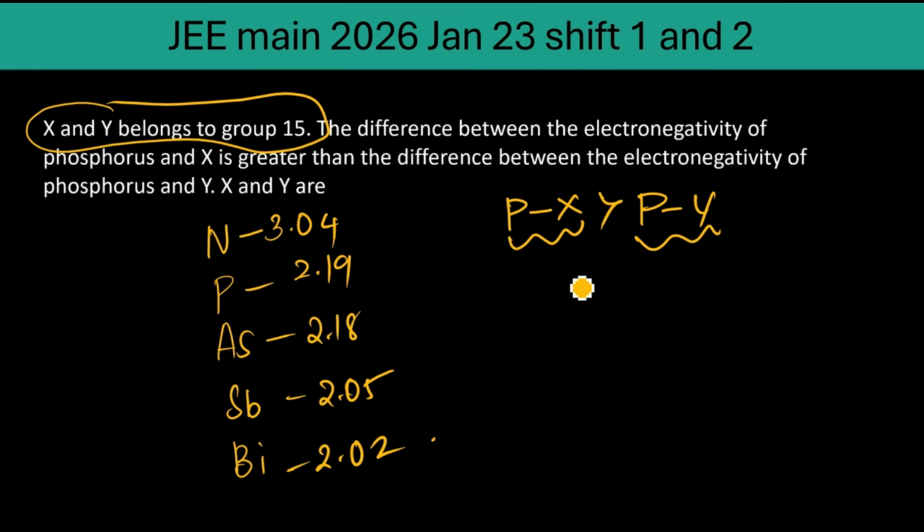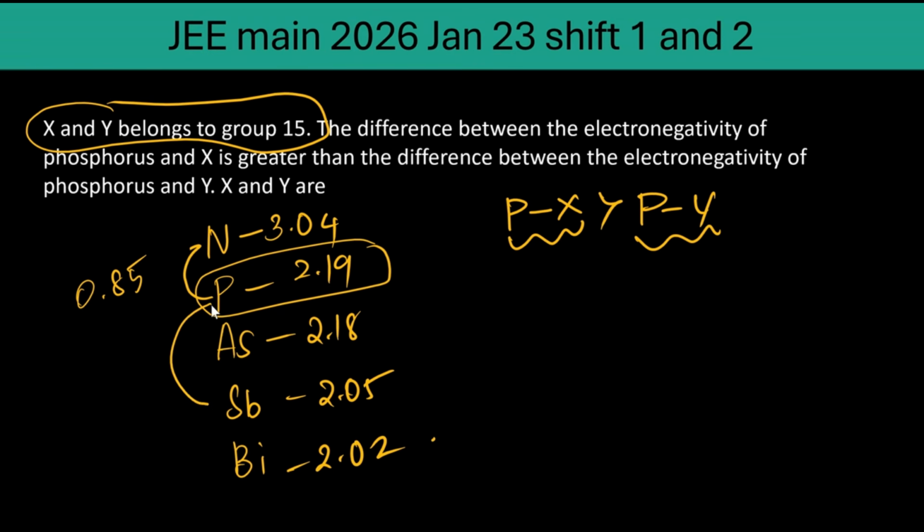Right. So phosphorus, that is 2.39. If I'm taking the electronegativity difference for phosphorus and nitrogen, that is around 0.85. And phosphorus and antimony, if I take, that is 0.14. So that can be your right answer. It depends on the options you have. You can also take antimony or bismuth or arsenic, but X will be nitrogen.